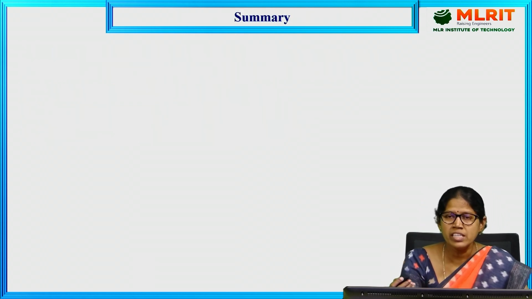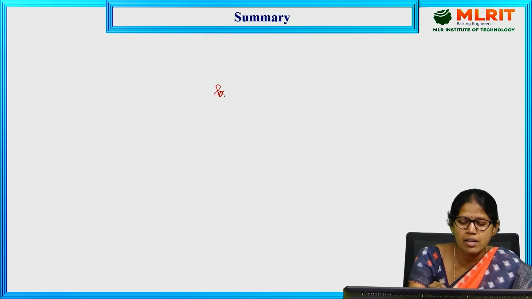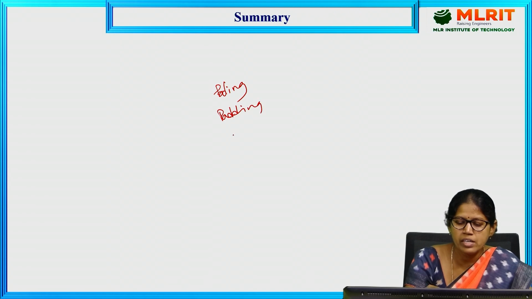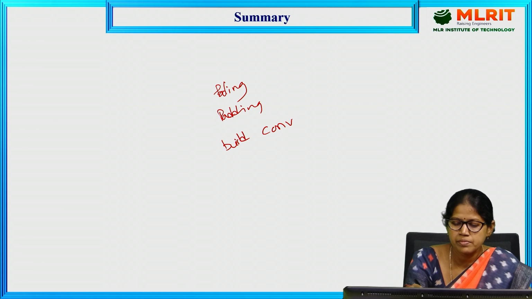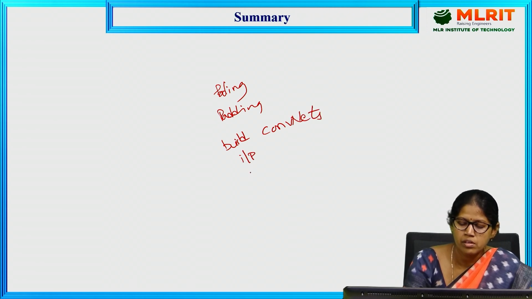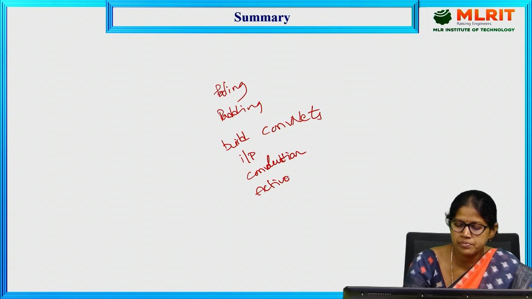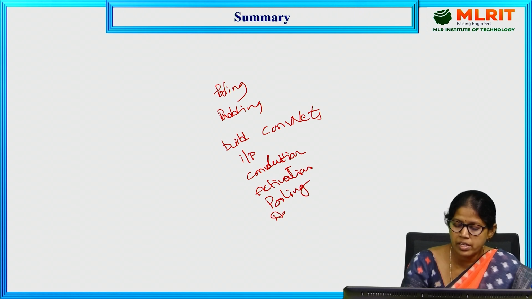Okay. So in this session, we have seen with the example pooling, padding, and the different layers to build convnets: input layer, convolution layer, next activation layer, pooling layer, and another one is the dense or fully connected layer, and the output layer.